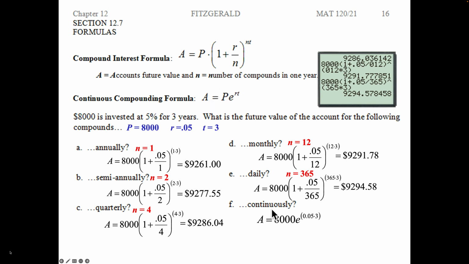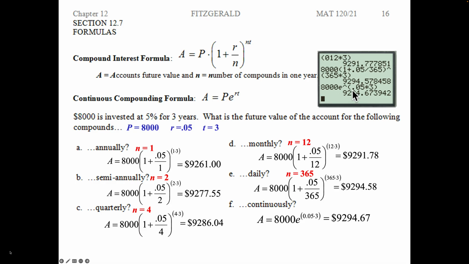Every time you see continuous, we're going with this formula. 8,000 times e to the rate 0.05 times the time 3. Calculator entry gives me $9,294.67. That's the highest money you can yield.